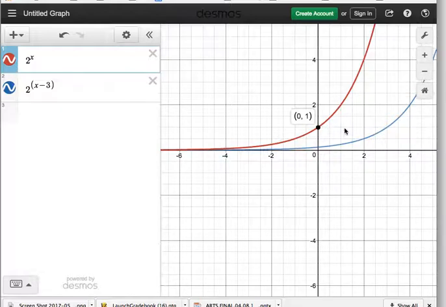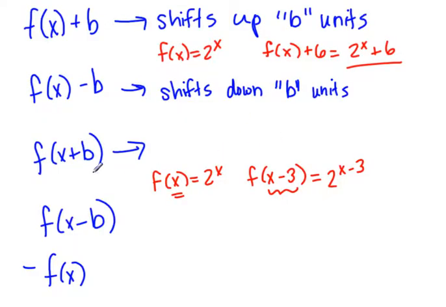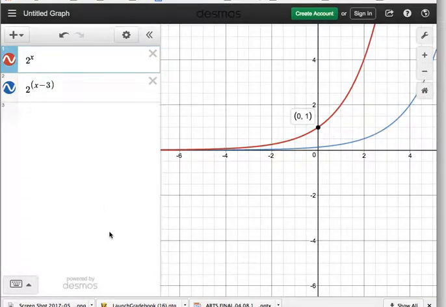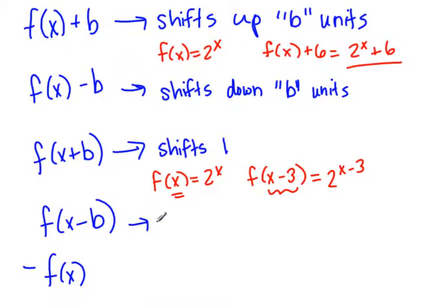So right here it's 1, 2, 3 units. This ordered pair would be 1, 2, 3 units. Everything moved to the right 3 units. So if I have it plus b with the x, then that means it shifts... I'm sorry, I did that wrong. x minus b, I should be doing this one. It shifts right 3 units. Sorry about that.